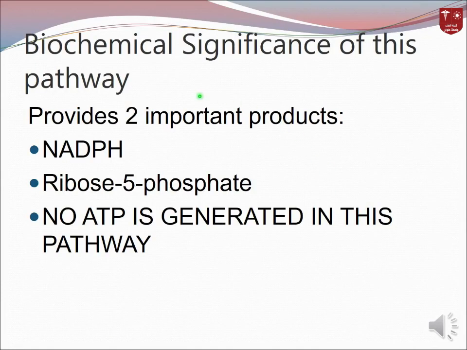This slide shows us what's the biochemical significance of this pathway again. It provides two important products, like I said before, NADPH and ribose 5-phosphate. No ATP is generated in this pathway.